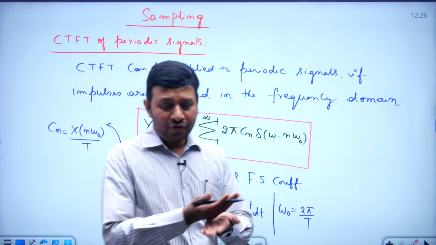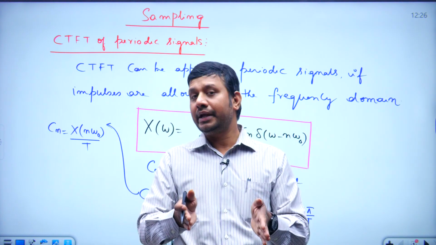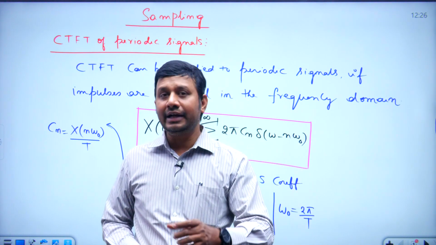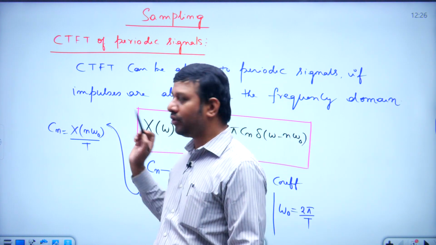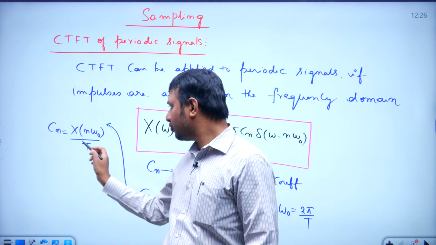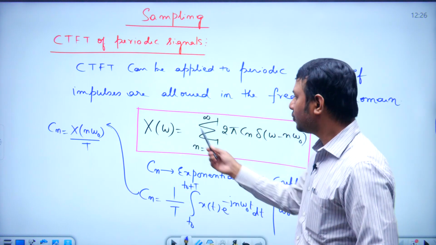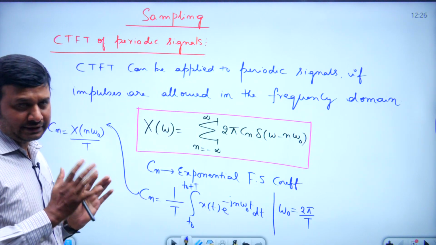Again I am saying, if you are given a periodic signal, select one proper period. In that period, observe what signal is present. For that signal, calculate the Fourier transform. In that Fourier transform, replace omega with n omega naught divided by T, so that you will get the value of Cn. After getting the value of Cn, substitute here, so that you get the Fourier transform of periodic signals, right.